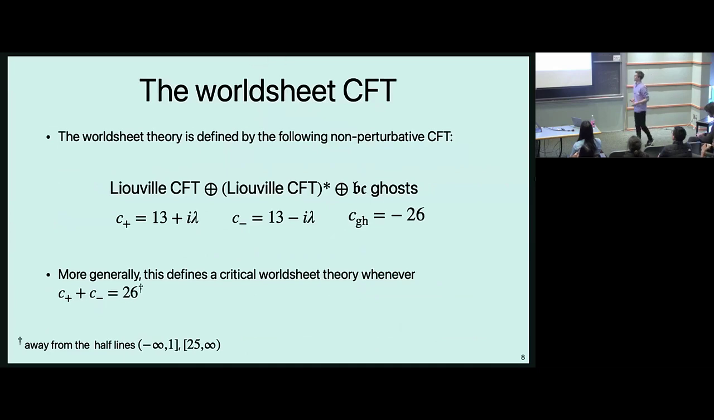Okay, so let's get into the string theory then. We define the worldsheet theory as before by the following non-perturbative CFT. So we couple Liouville CFT with central charge c plus equals 13 plus i times a real number. And we couple it to another Liouville CFT with central charge 13 minus i lambda. And we couple it to the bc ghosts with central charge minus 26 as usual. Now, this is a particularly nice setup, and more generally, you can consider the worldsheet theory whenever these two central charges add up to 26, as long as you're away from the half-lines where you have to instead consider a timelike Liouville. Those correspond to the situations that were discussed this morning.